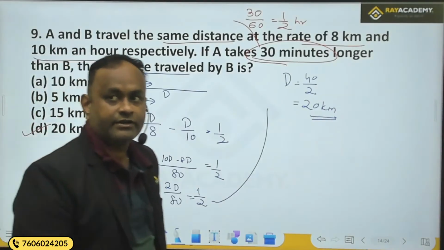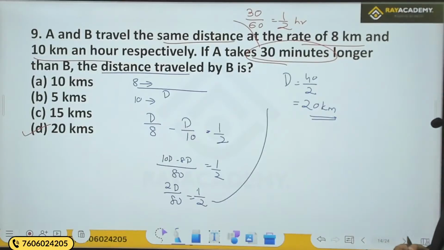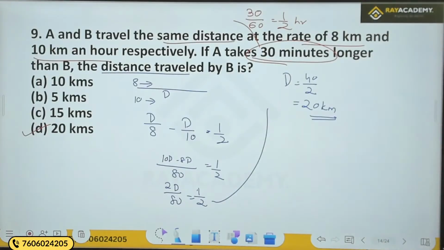The only thing in this question is that you have to take care of the units. If you take 30 minutes as it is, you will get all the wrong answers. Convert 30 minutes to hours. Otherwise it is very easy. Two speeds are given and the difference of two times is half an hour.